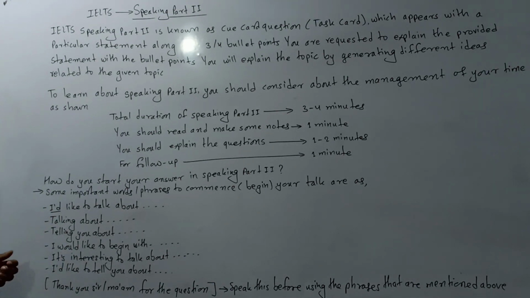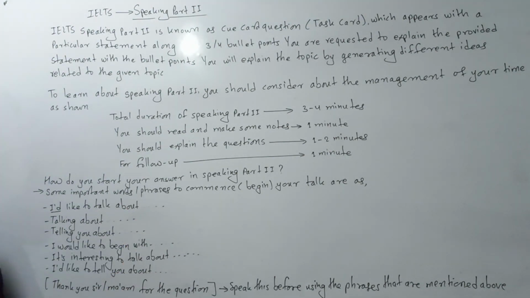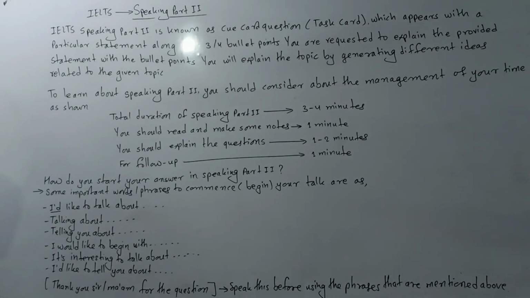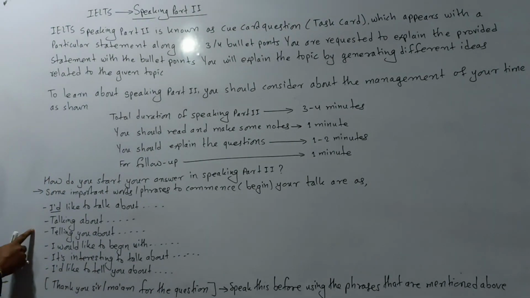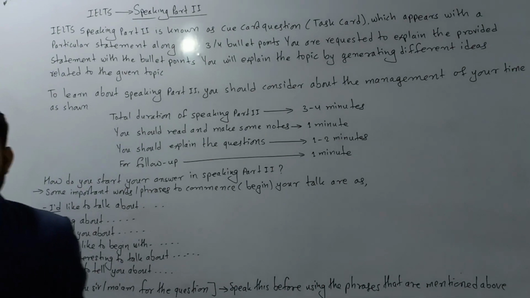I'd like to talk about, telling you about. I would like to begin with, it's interesting to talk about. I'd like to tell you about, and you can explain the topic, whatever you have achieved or you have got. Before using these phrases, you should say something like: thank you, sir, ma'am, whoever is there, for the question. Okay, and then you can use one of these phrases in Speaking Part 2.